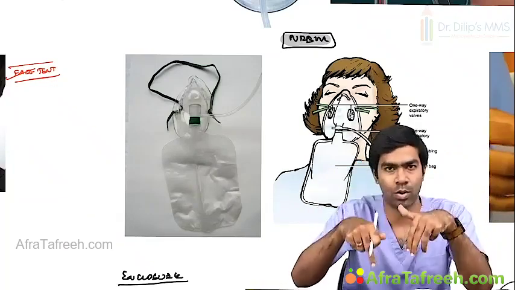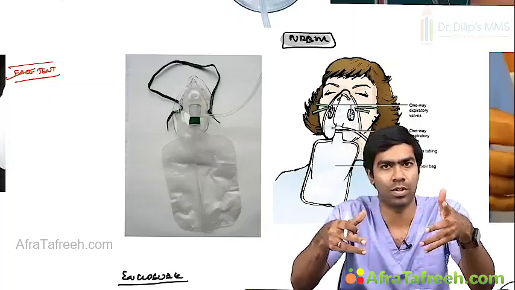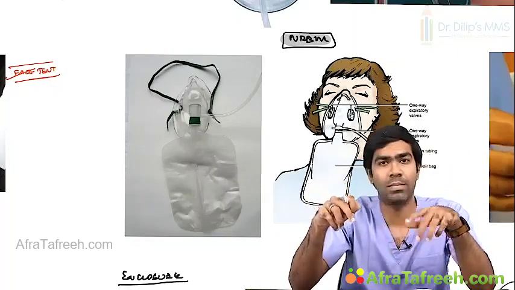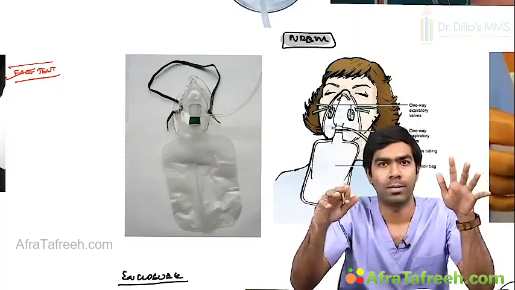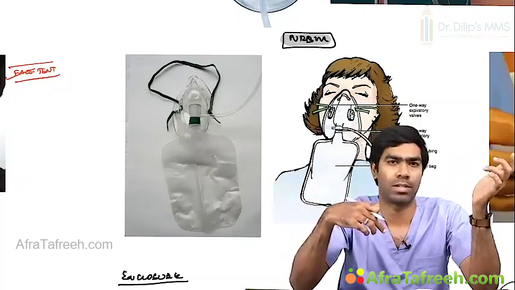So carbon dioxide is going to enter. You can prevent it by high flows of oxygen, but still some CO2 will enter. That's why we call it a partial rebreather mask. But this NRBM will not have any carbon dioxide rebreathing at all. That's why it's called a non-rebreather mask.